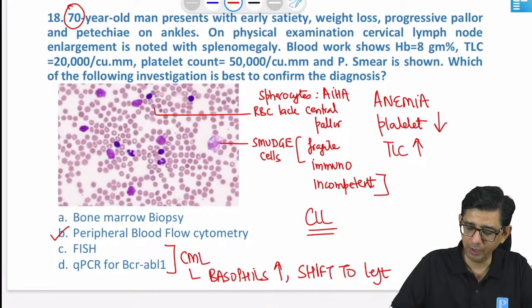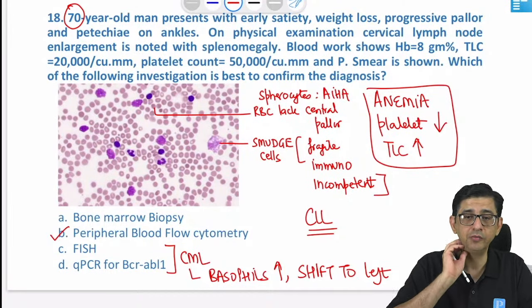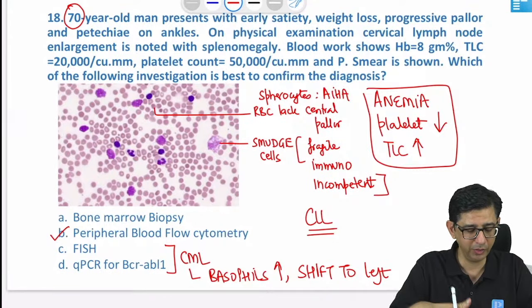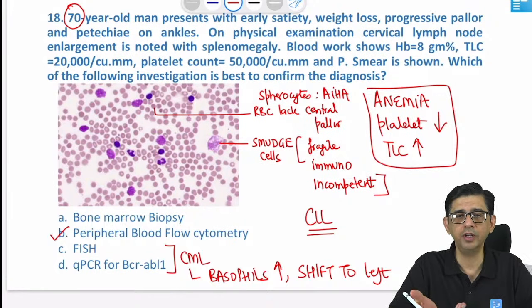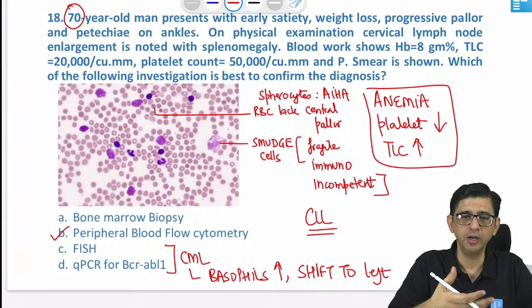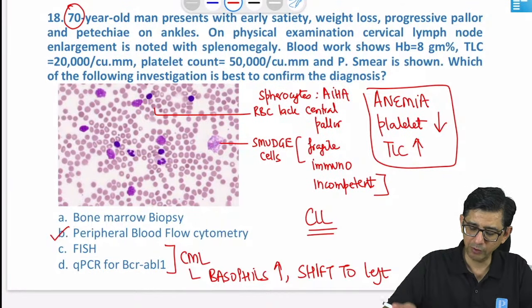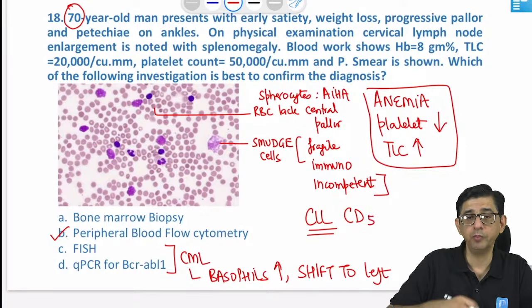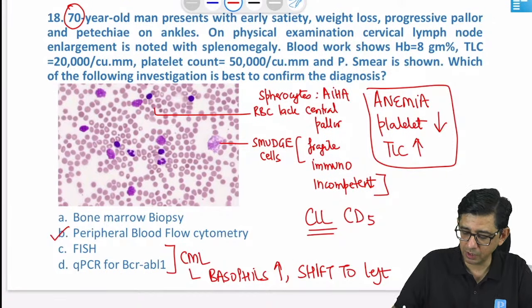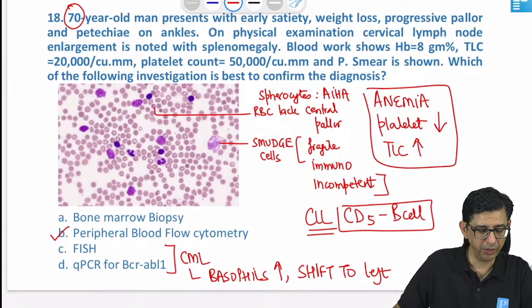You know that there is an anemia, there is a thrombocytopenia, there's an elevated TLC in a 70-year-old man, cervical lymphadenopathy, organomegaly. All these when we add together is chronic lymphocytic leukemia. To confirm, for chronic lymphocytic leukemia we don't need to go for FISH, which would be more for chronic myeloid leukemia as a diagnosis. Here, flow cytometry will be sufficient, because here you will not only be seeing CD19, CD20, but the special feature would be presence of CD5. This is a B cell with CD5 positivity, which is the peculiarity of chronic lymphocytic leukemia.